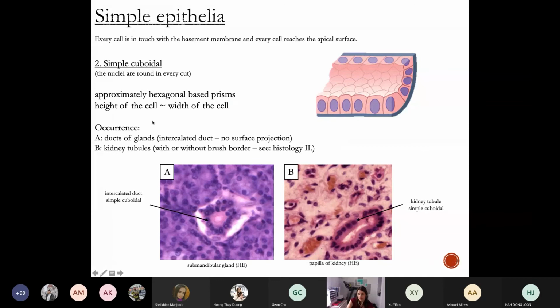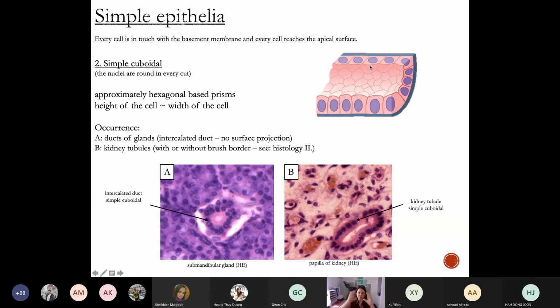The simple cuboidal, as we mentioned it earlier, here approximately the cells are as wide as their height. Okay, and they have mostly round nuclei. Okay, and this is a very, very important characteristic. Okay, and if there is a round nucleus, if there is a spherical nucleus, a spherical structure, then it doesn't matter in which plane we make the cut. The cut will be round.